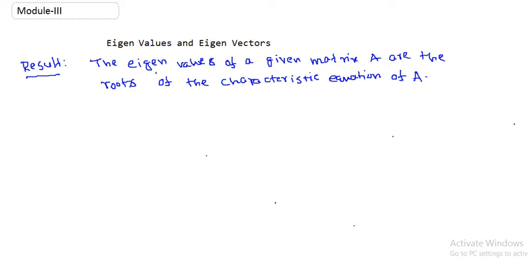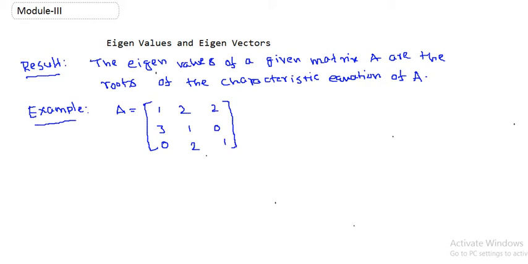So let me quickly give you another example. For example, I am taking a 3 by 3 matrix. So here we go: 1 2 2, 1 3 0, 0 2 1. So here we have the matrix A. Now what about the characteristic equation of the matrix?